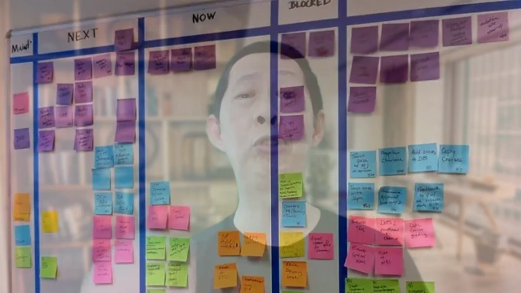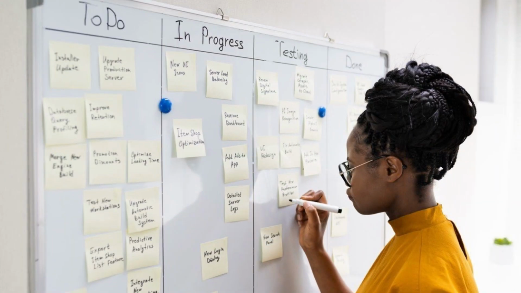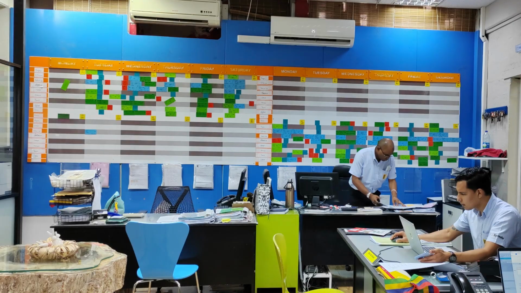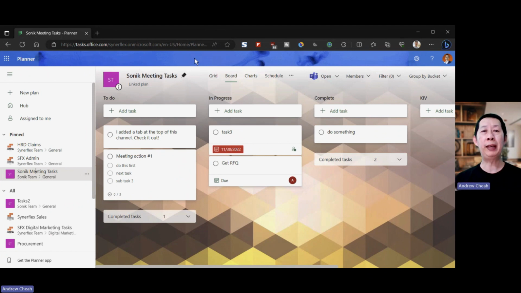Now, here are some photos to show you how it is set up physically. Since you know how it's set up physically, let me show you how to do it digitally on your computer, or you can even access it through your phone. I'm showing you right now using Microsoft Planner.